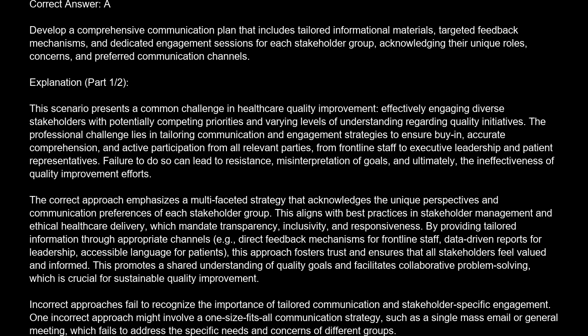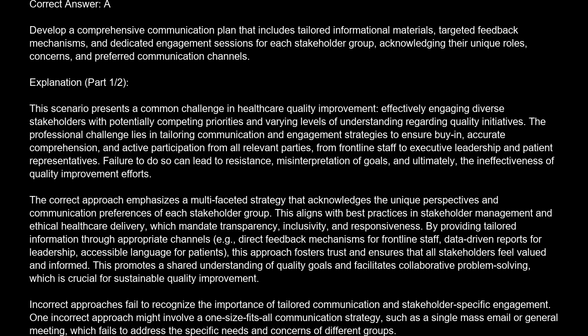The professional challenge lies in tailoring communication and engagement strategies to ensure buy-in, accurate comprehension, and active participation from all relevant parties, from frontline staff to executive leadership and patient representatives. Failure to do so can lead to resistance, misinterpretation of goals, and ultimately, the ineffectiveness of quality improvement efforts. The correct approach emphasizes a multifaceted strategy that acknowledges the unique perspectives and communication preferences of each stakeholder group.